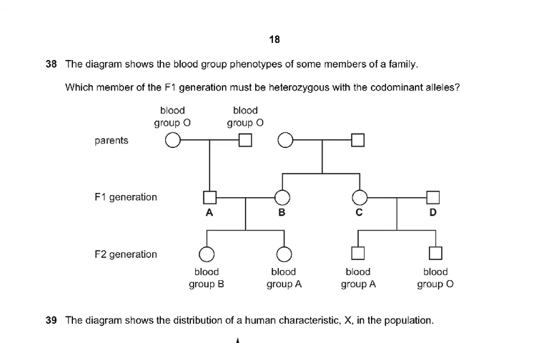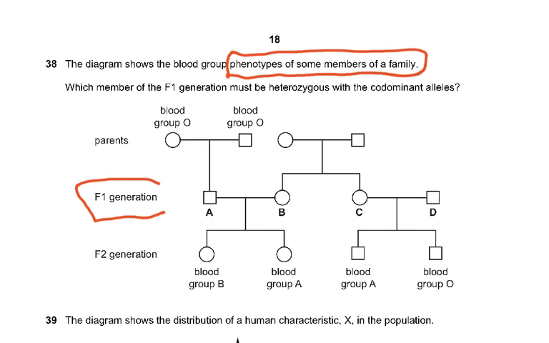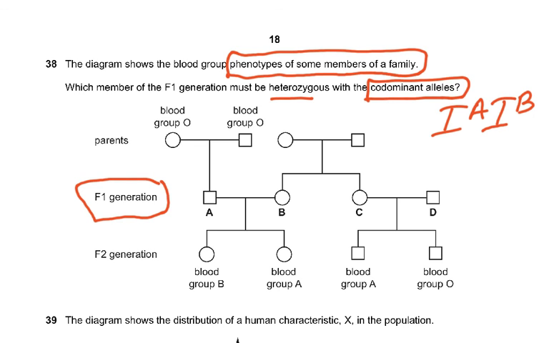Question 38. The diagram shows the blood group phenotypes of some members of the family. Which member of the F1 generation must be heterozygous with the codominant alleles? So basically we just have to find out which person is IAIB. That was not very difficult if you know that this parent has blood group O and this parent has blood group O, so person A has to be IO, right?